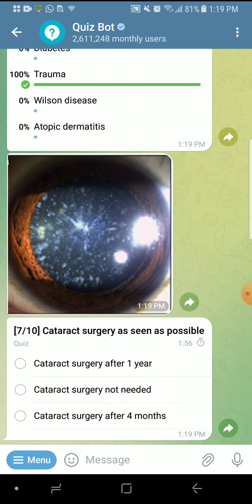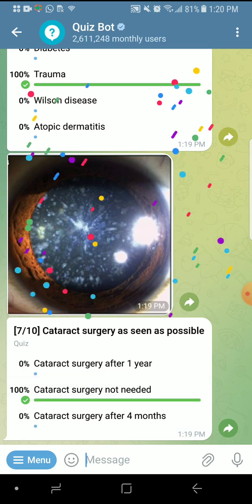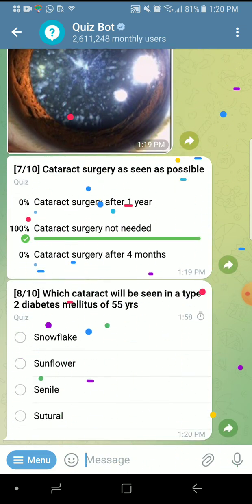Now this is a congenital cataract, and in this, the question was, the child was brought and the child was having cataract, which is the management? So here the cataract surgery is not needed because it is the most common shape of congenital cataract, that is blue dot cataract, and it is asymptomatic, does not cause any decreased vision. So cataract surgery is not needed in blue dot cataract.